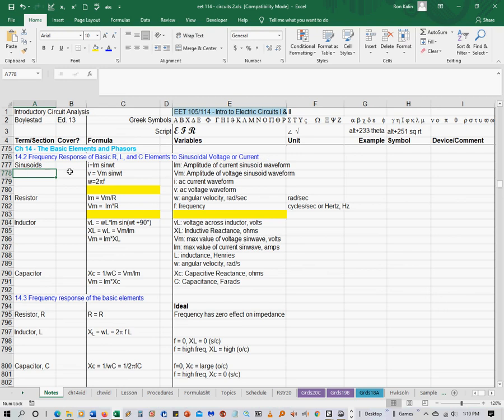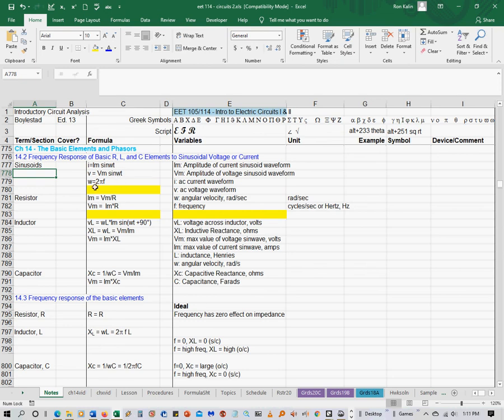So the sinusoids we're going to start with are going to be represented by a lowercase letter, I for current and V for voltage. And then they have a maximum value, just like a regular sinusoid. This is the amplitude. So Im would be the amplitude of the current sinusoid waveform in amps, and Vm would be the amplitude of the voltage sinusoid waveform in volts.